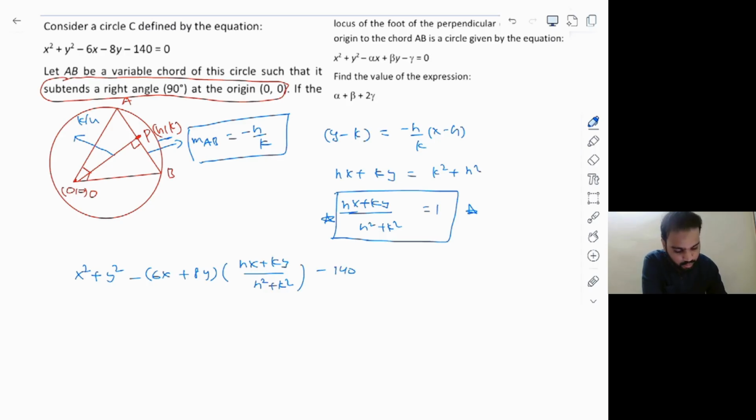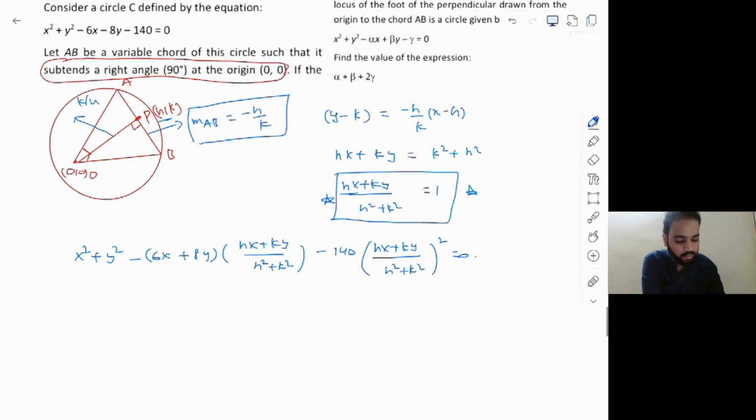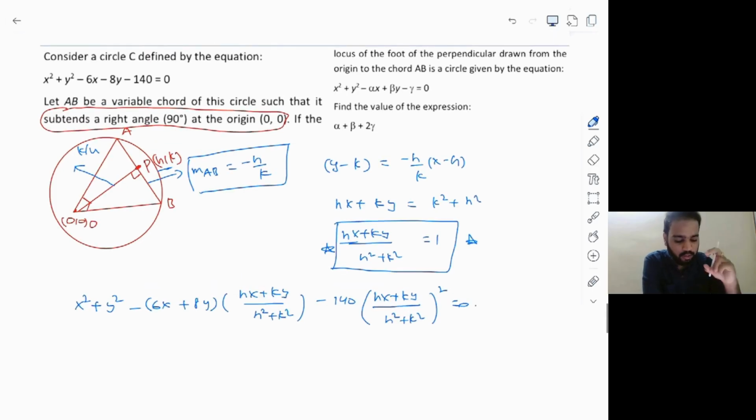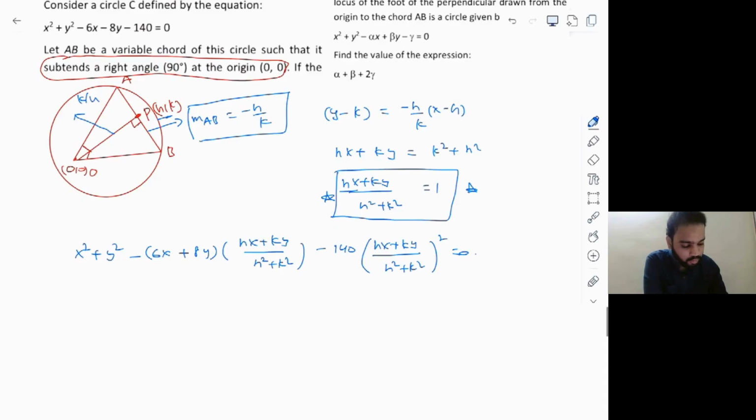And minus of 140 is also there, but since it is a constant term, you have to put 1 square. So finally what we get is hx plus ky divided by h square plus k square, whole square, is equal to 0. Now you're going to expand this completely and separate the terms. But what do we know about this homogenization process? If the homogenization is done by the straight line, you are going to get the pair of lines OA and OB. That's the ultimate conclusion of homogenization. So whatever this is, it represents the equation of the pair of lines OA and OB.